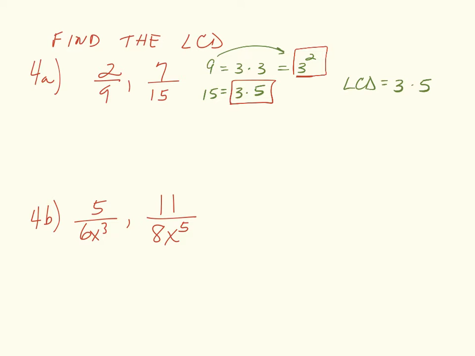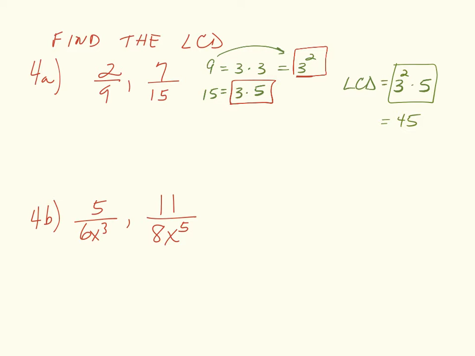So the 3 squared has a bigger exponent than just the 3 down there with the 15. So that's the exponent I want to take. I want to take the 3 to the second power because that's the biggest exponent. The 5 only has 1 as an exponent, so we keep 5 the way it is. And once we have figured out each different factor we see and the biggest number of times that it appears, this will be our LCD. So we have 3 squared times 5, which is simply going to be 45.